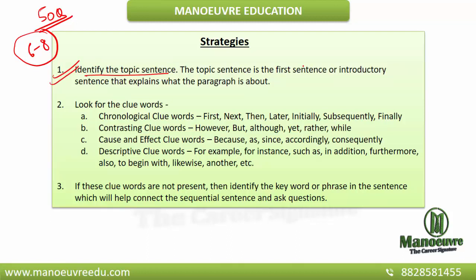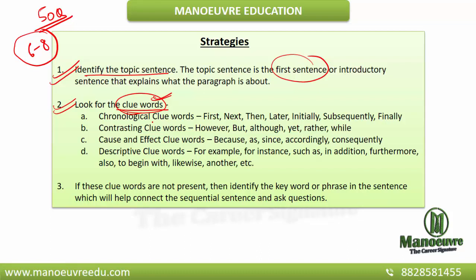Try and find out the first sentence in the passage by eliminating the sentences that cannot be the opening sentence of a passage, right? The second thing that you need to keep in mind is to look out for the clue words. Now this is the most important part of solving parajumble statements. You have to look out for the clue words.